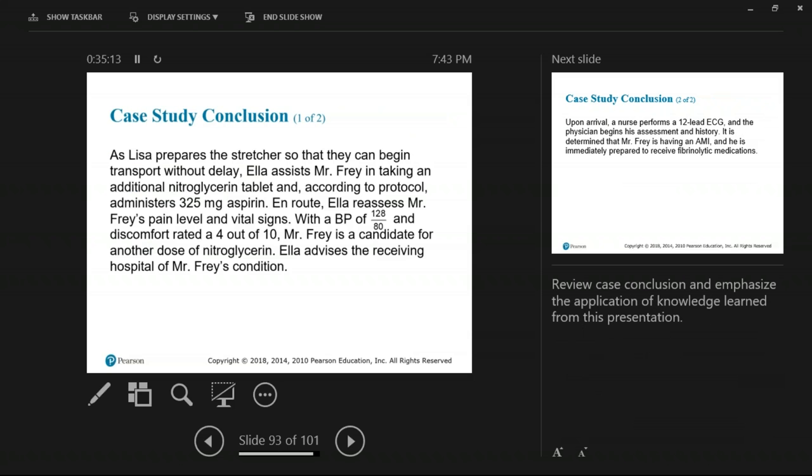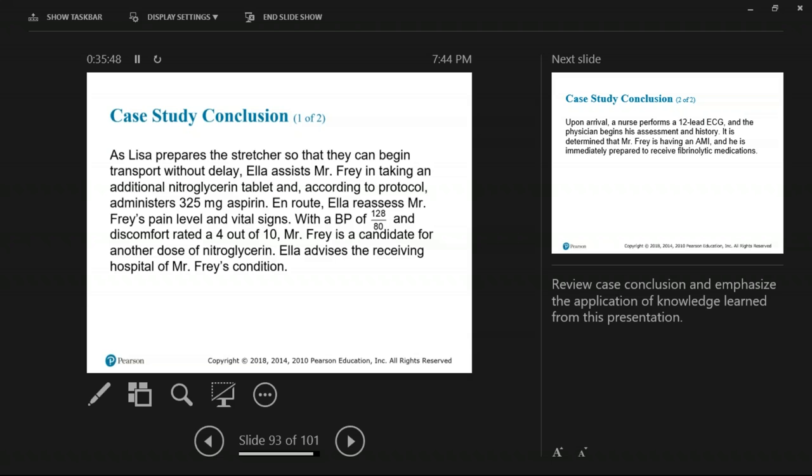So let's look at what we got here now. Lisa prepares a stretcher. Hopefully they're not walking the patient. She's taking additional nitroglycerin according to protocol. They gave her 325 aspirin. Good job, guys and gals, team. They reassess Mr. Fry's pain level and vital signs. The blood pressure is 128 systolic now, good. Discomfort's down at 4 out of 10. Candidate for another dose of nitroglycerin, so we could get another one.